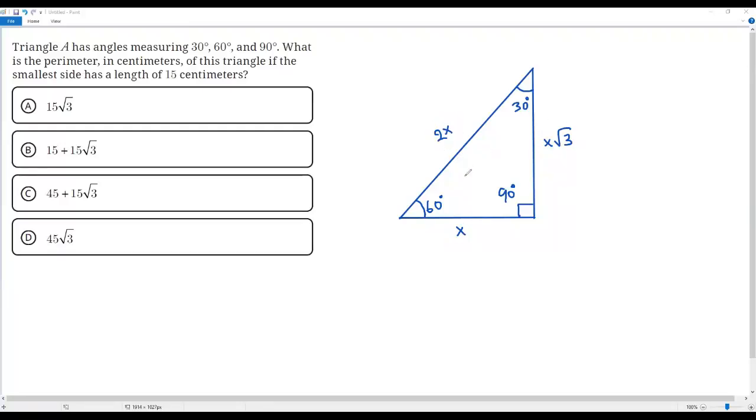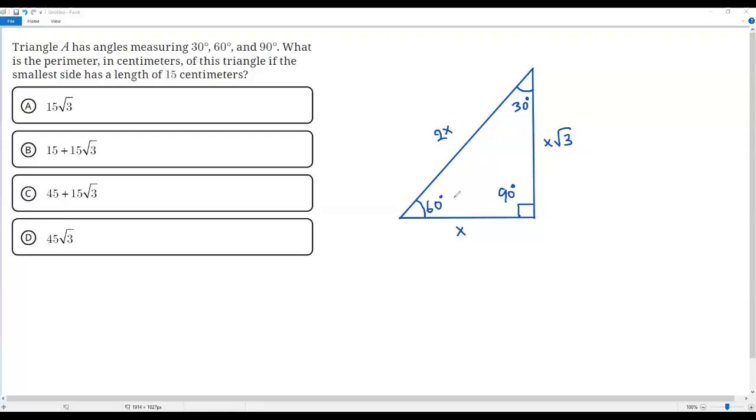So for this special right triangle which has 30 degree, 60 degree, 90 degree angle measures, always we have to assume some variable for the smallest side, which is opposite to 30 degrees. So if I assume x as the length of the smallest side, then the next longest side, which is opposite to 60 degrees, will be whatever variable we have assumed multiplied by square root of 3. And the length of the hypotenuse will be 2 times the variable, so 2x.